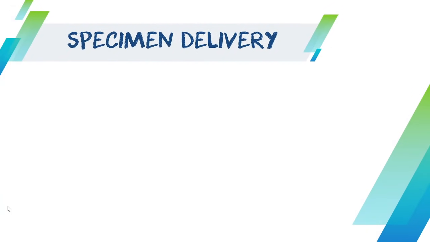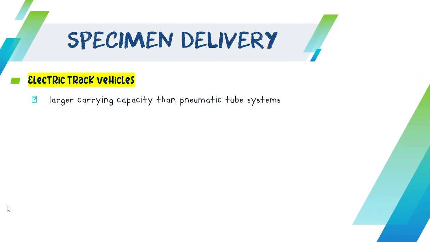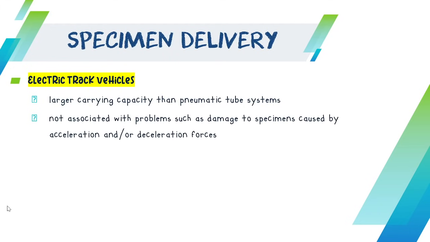So another specimen delivery type, you have your electric track vehicles. Now, these have larger carrying capacity compared to your pneumatic tube system, and they are not associated with problems such as damage to your specimens caused by acceleration and or deceleration forces. So I will show the video for that later. Let's proceed to the next.